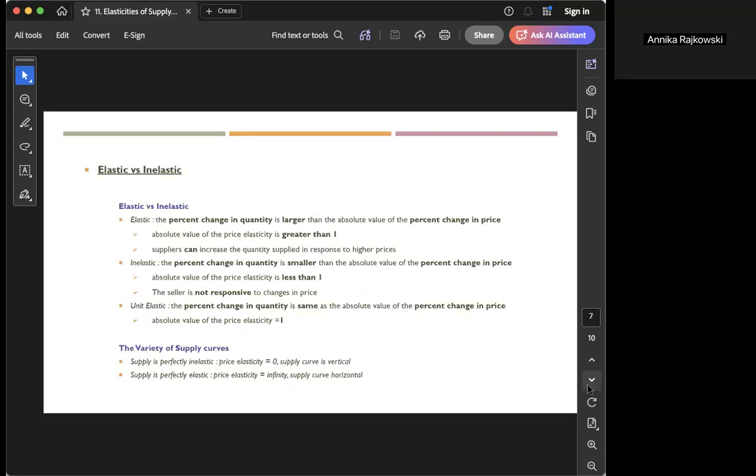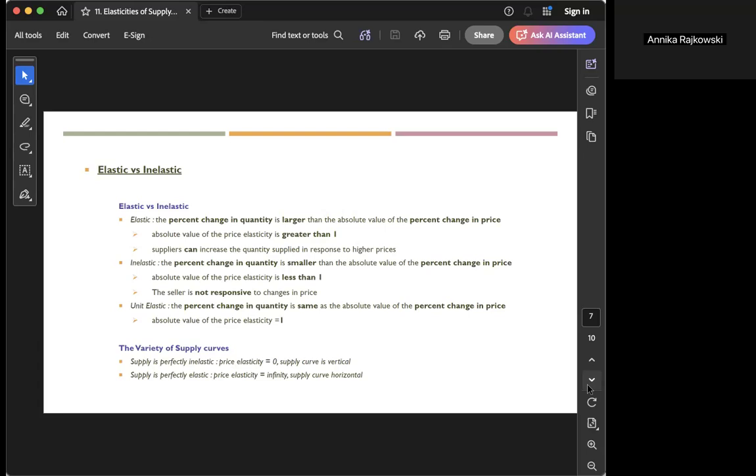Now we move to the elastic and inelastic part. This is also one of the most important concepts, which is almost similar to the demand part. How do we interpret elasticity values? There are three major categories, which is almost the same logic as demand. Elastic supply means quantity changes more than price. Elasticity is greater than one, and sellers respond strongly.